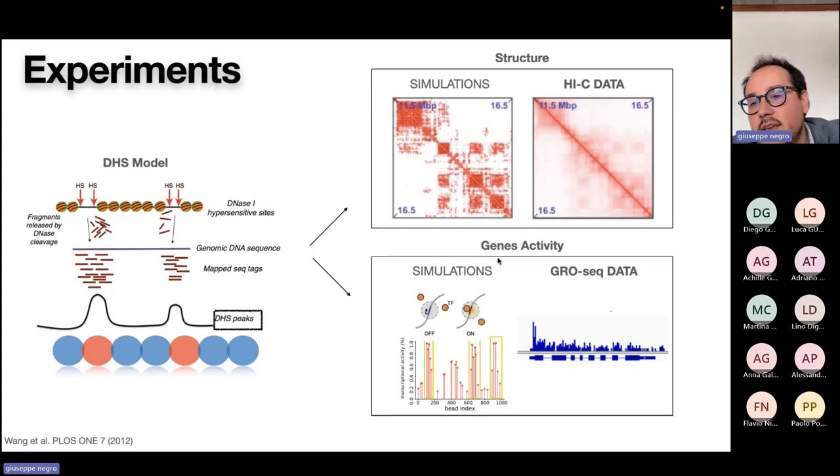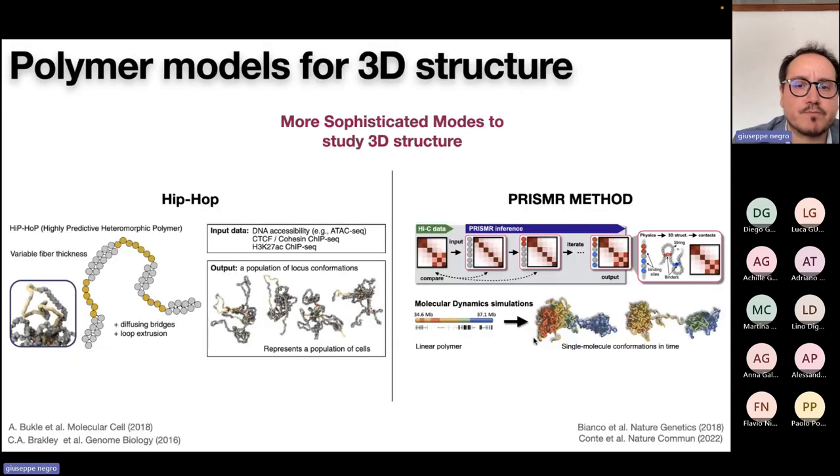If you are interested in activity, as we are, we proposed a way to measure the activity of genes, just measuring the fraction of time a protein, a transcription factor, spends around the transcription unit, a gene. You get a profile that you can compare with other experiments called GRO-seq data, which gives the intensity of activity of that region in the genome. So this is all about experiments.